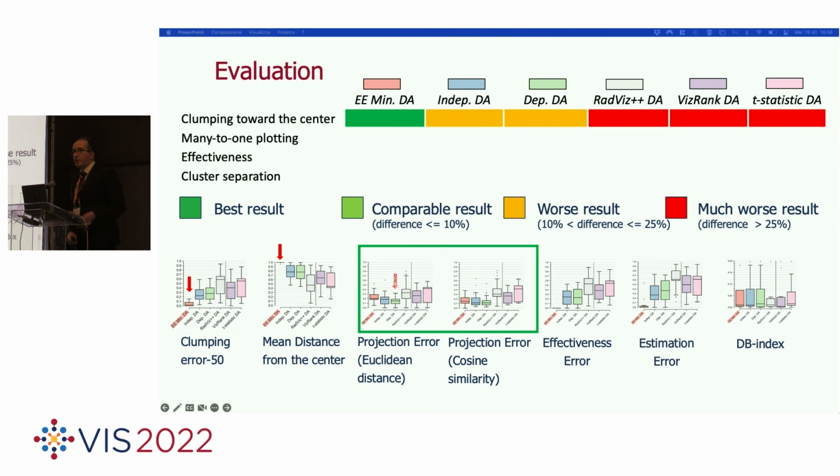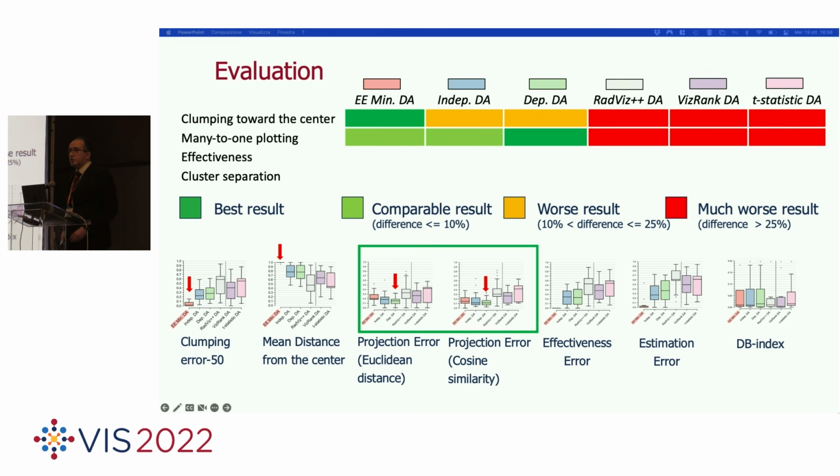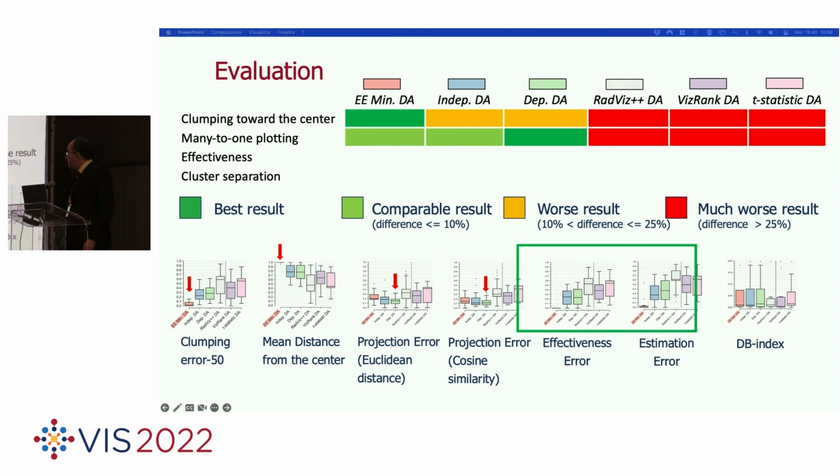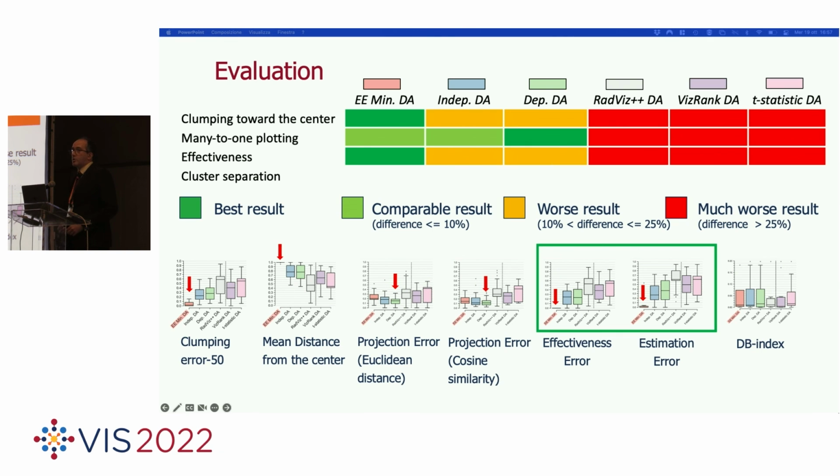Moving to many-to-one plotting, we used projection error in different forms, and we saw that dependent DA showed the best result, but our solution and independent DA showed similar and comparable results. Moving then toward effectiveness, we used a state-of-the-art estimation error and our novel introduced metric, and even in this case, we saw an edge of our solution with respect to the others.